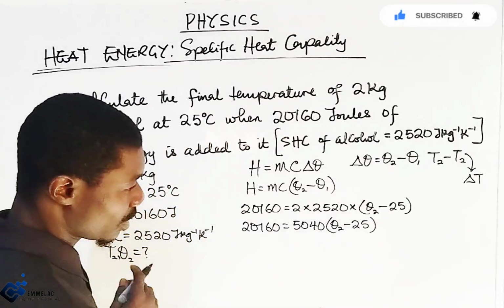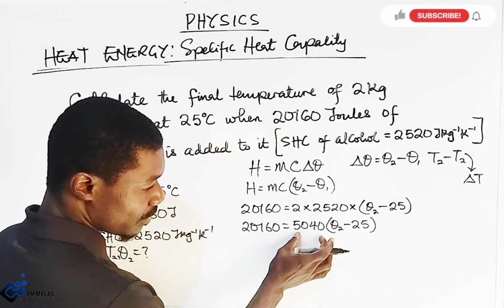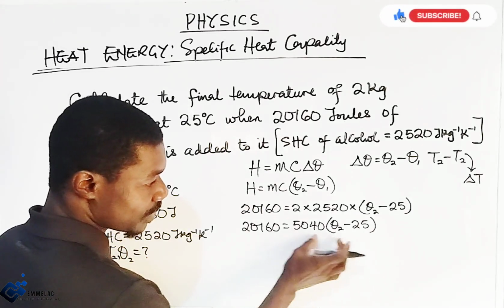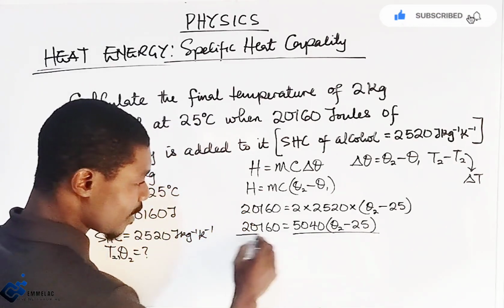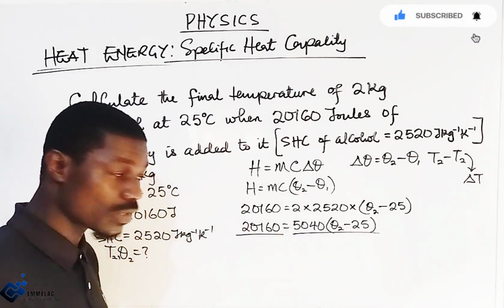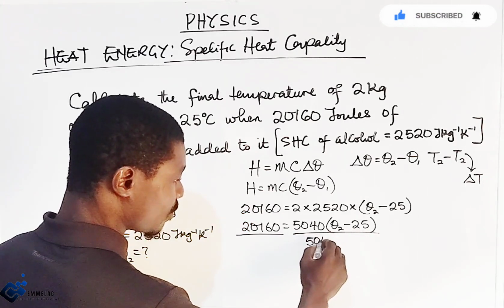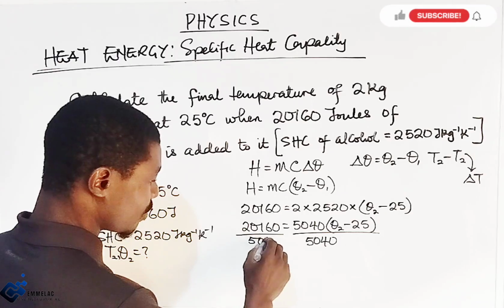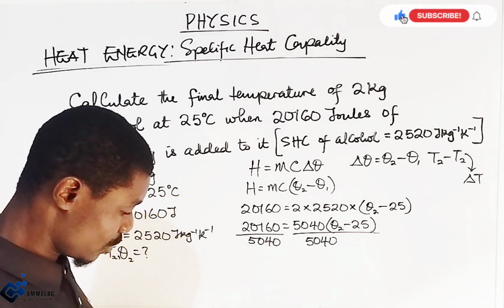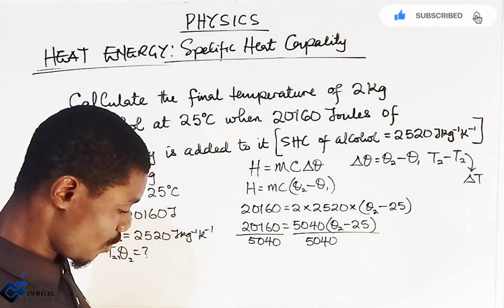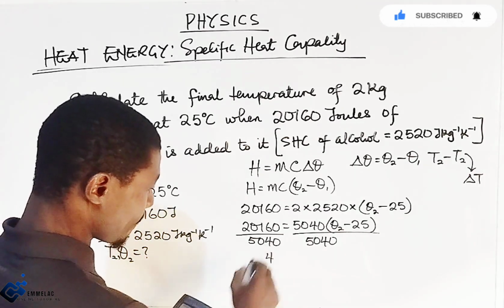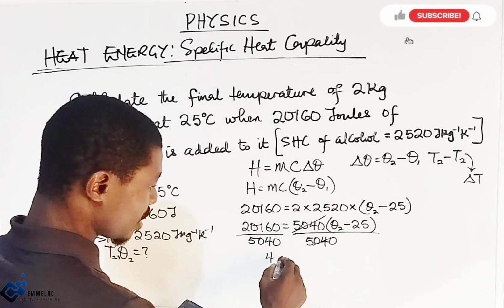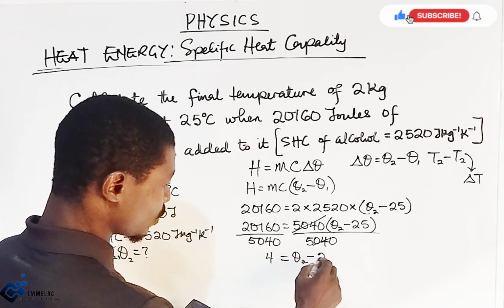Alright, so since 5040 is the coefficient of this term, what we need to do now is to divide both sides by the coefficient of the term we're actually looking for. We have 5040, 5040. That's 20160 divided by 5040. So here we have 4. This will eliminate this, then equals theta2 minus 25.